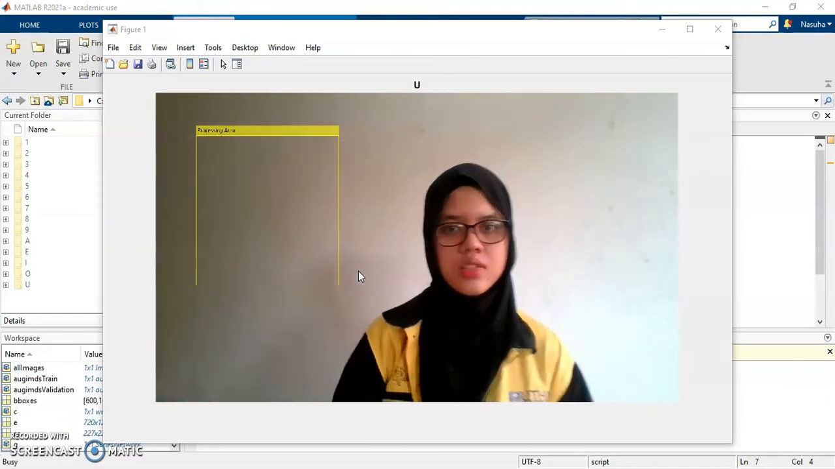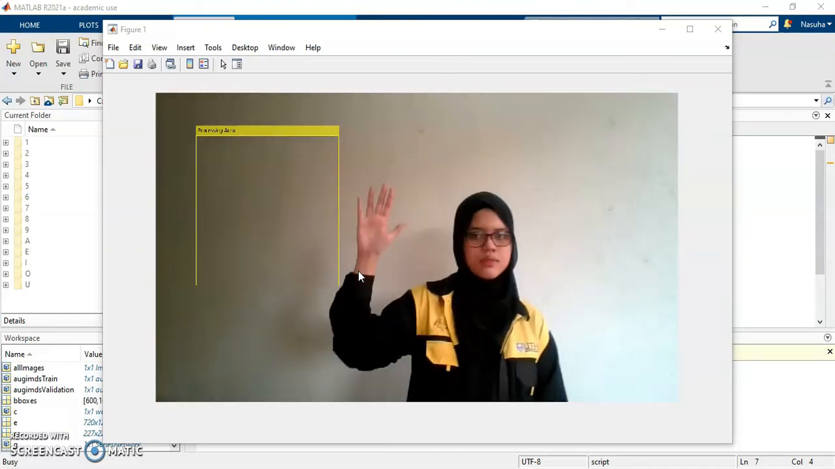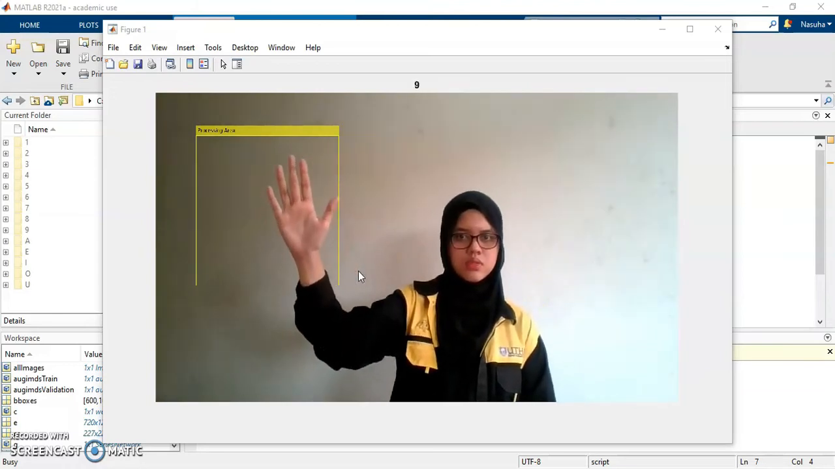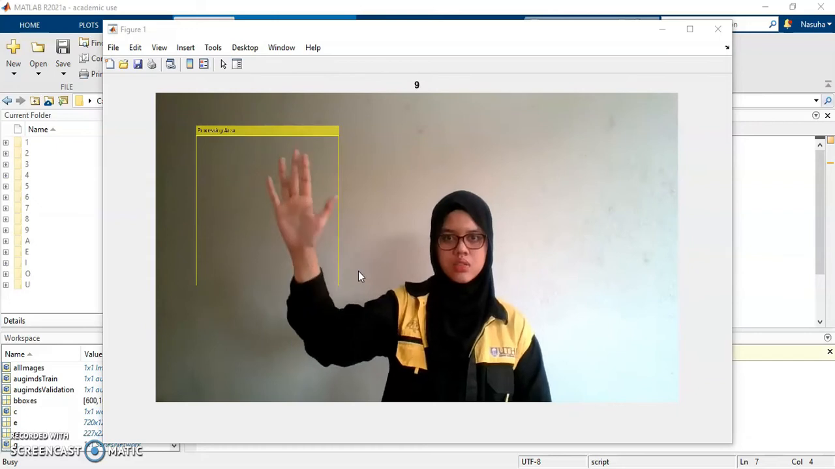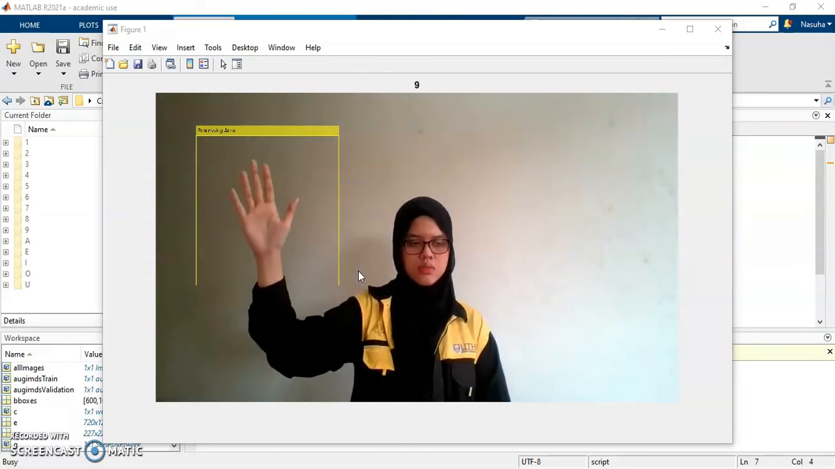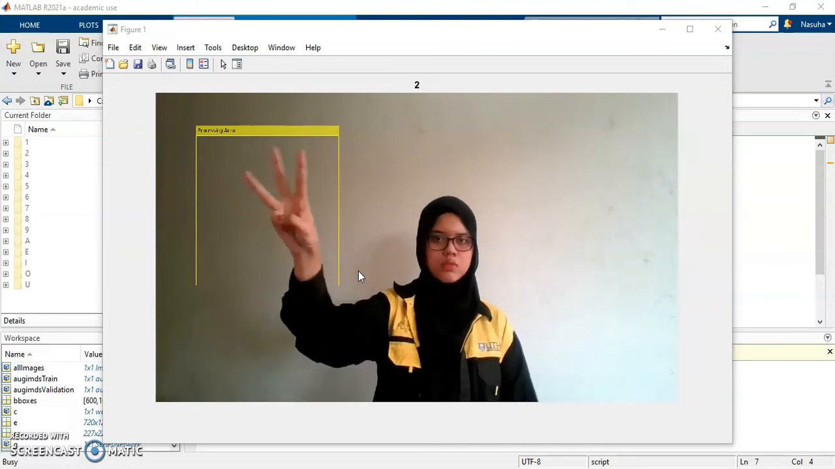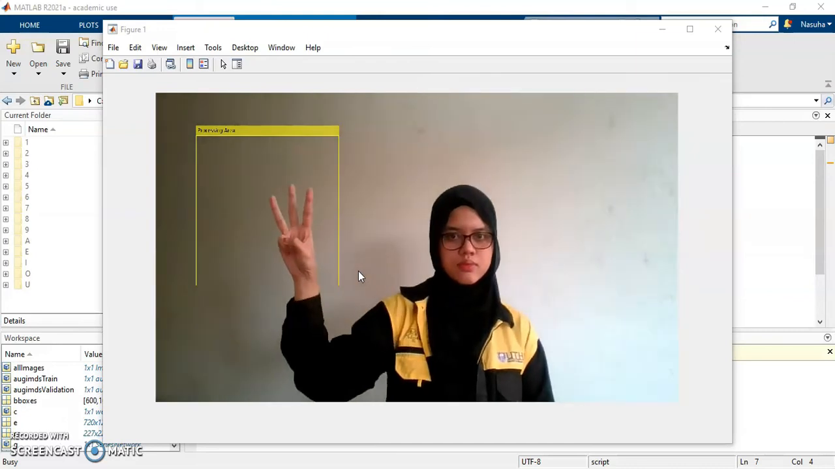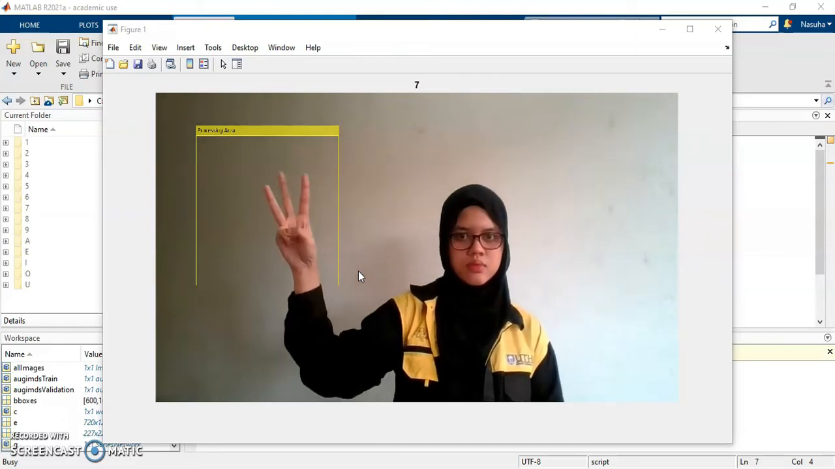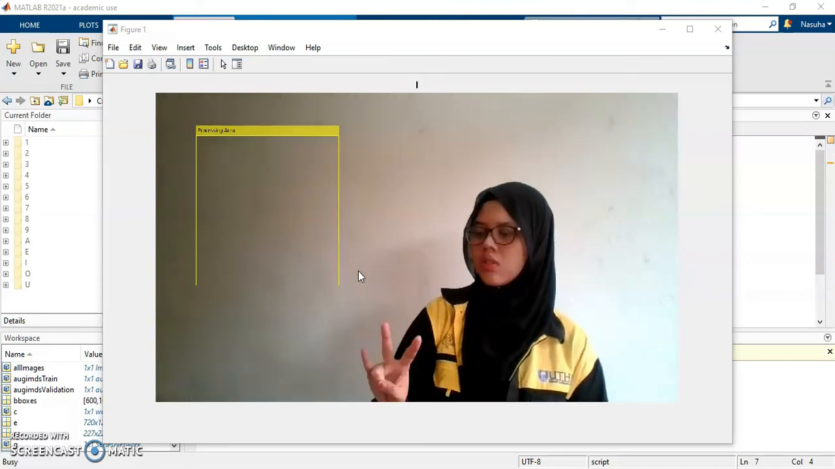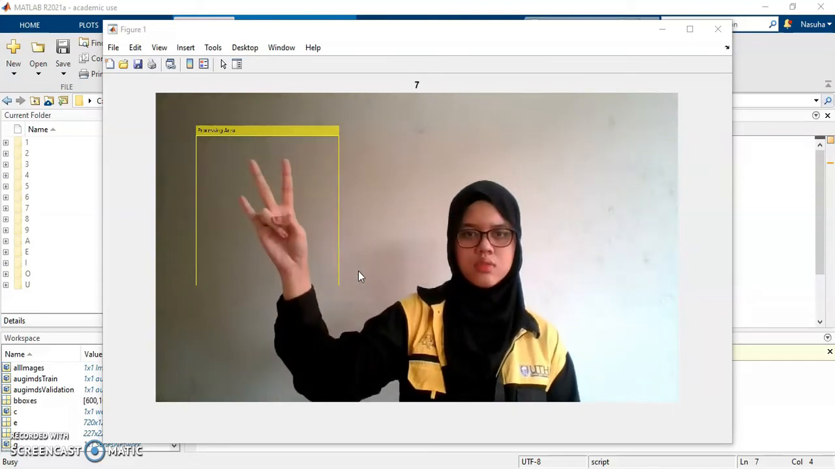We can say that during this demo the lighting changes every time the laptop moves, and that can affect the gesture detection system. Now it's number 6. After a couple of tries, I finally get the number 6, and now it's 7.